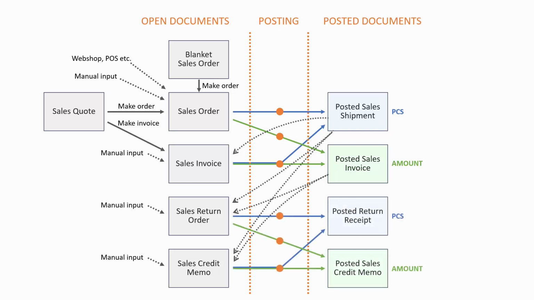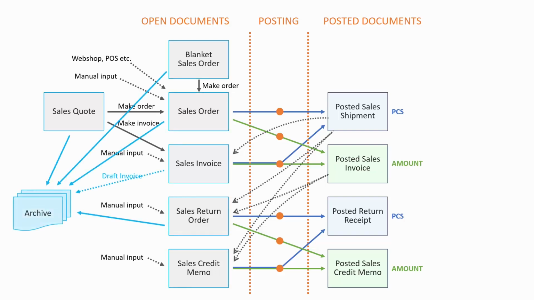And the posted sales return order and sales credit memo both create posted return receipts that has to do with quantities, and posted sales credit memo that has to do with amounts. And again, from the return order, the posting is done in 2 steps. From the credit memo, it's 1 step.